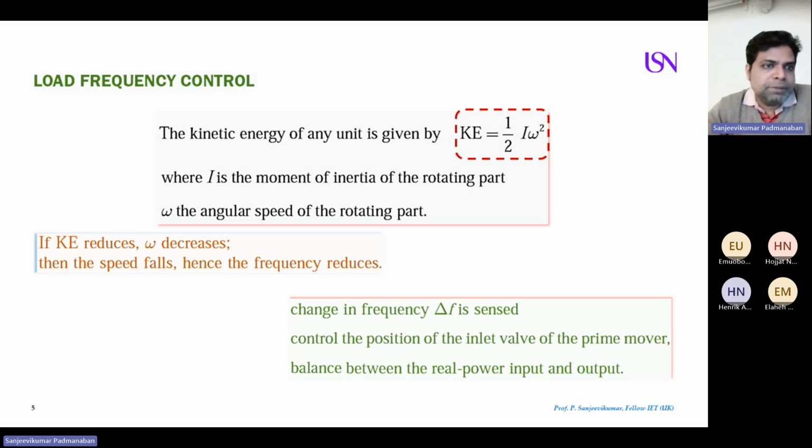Then what is the base for load frequency control? The kinetic energy. The kinetic energy is given by 1/2 I omega squared.